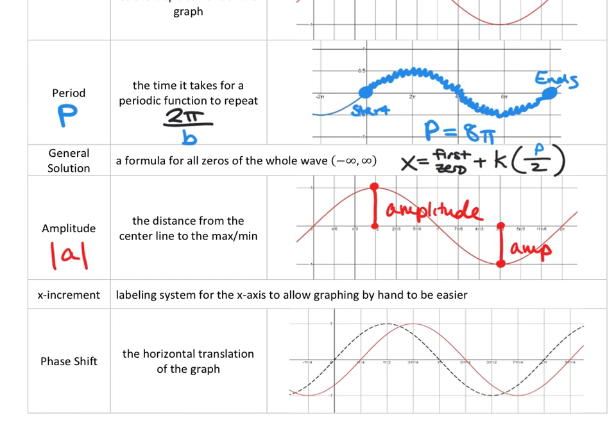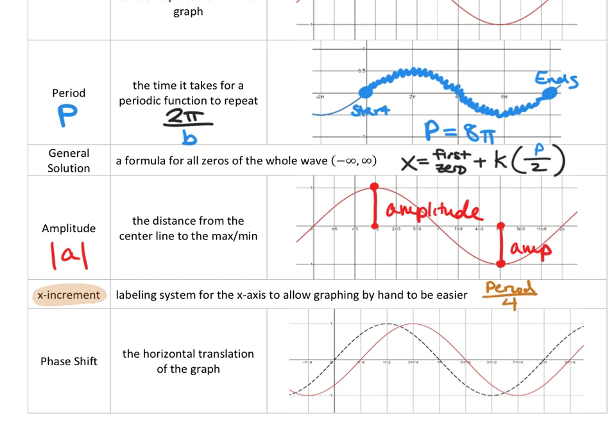The x increment is not something that you would necessarily see on a graph. It's not like something you can point at and be like, that is the x increment. But it is a labeling system for the x-axis to allow us to graph by hand way easier. The x increment is the period, which I'll actually write out all the way, divided by 4.